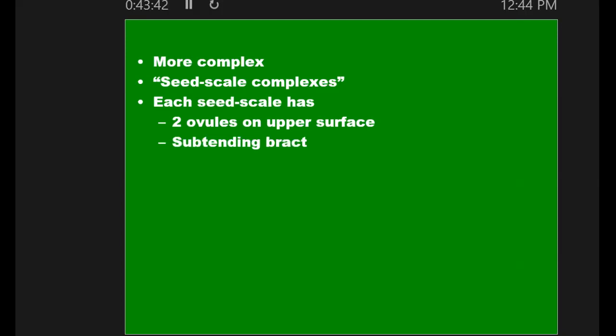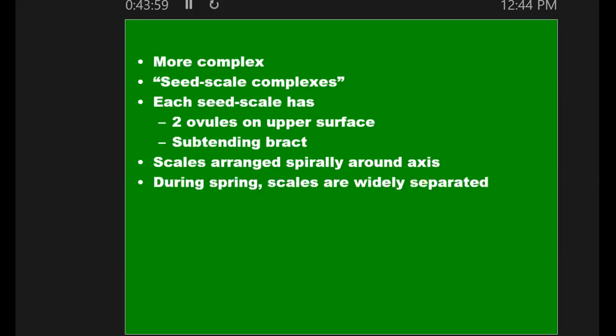And then there's usually this subtending bract, you don't need to know it, but it's just more complex. I'm just trying to point out that the female cone is more complex. There's more parts to it. And the scales are usually arranged, if you look down on it, in a spiral arrangement. So it's complex.